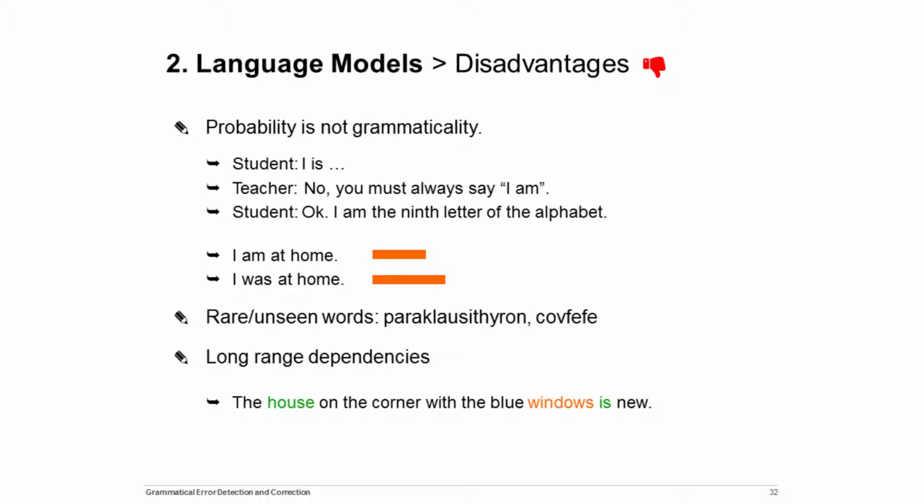Disadvantages: probability is not grammaticality. So there was a joke in a book when I was a lot younger. The student begins, "I is." The teacher goes, "No, you must always say I am." So the student goes, "Okay, I am the 9th letter of the alphabet." One of the very few occasions where "I is" is actually the acceptable answer.